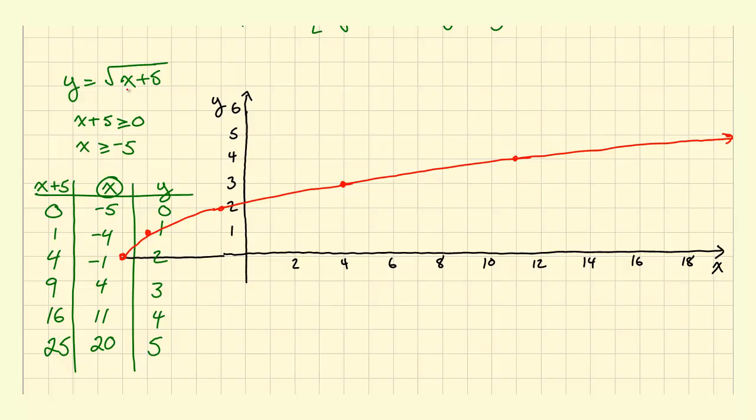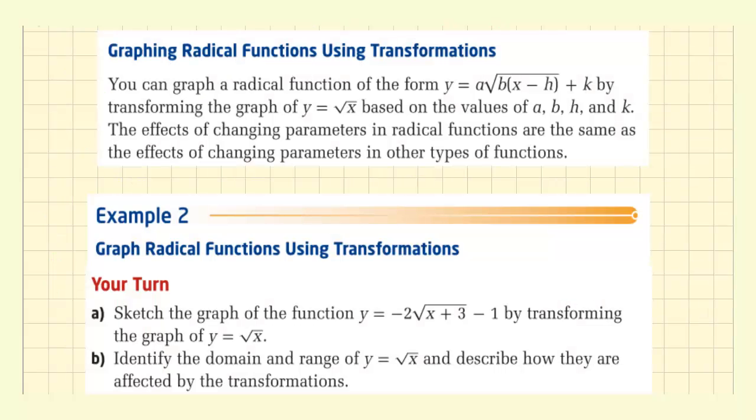Now, we're going to go further than that and apply transformations knowing that this is going to the left 5, and we'll be able to graph much, much quicker. In much the same way that we transformed functions in Chapter 1, we can graph transformed radical functions when written in the form y equals a times the square root of b times x minus h, plus k. And let's do that with example 2.